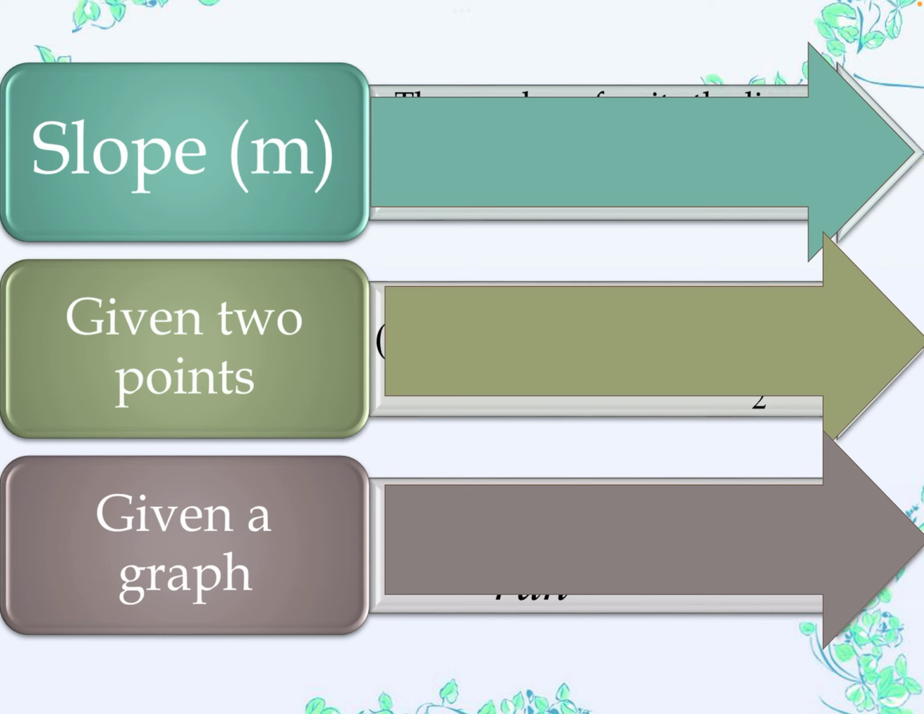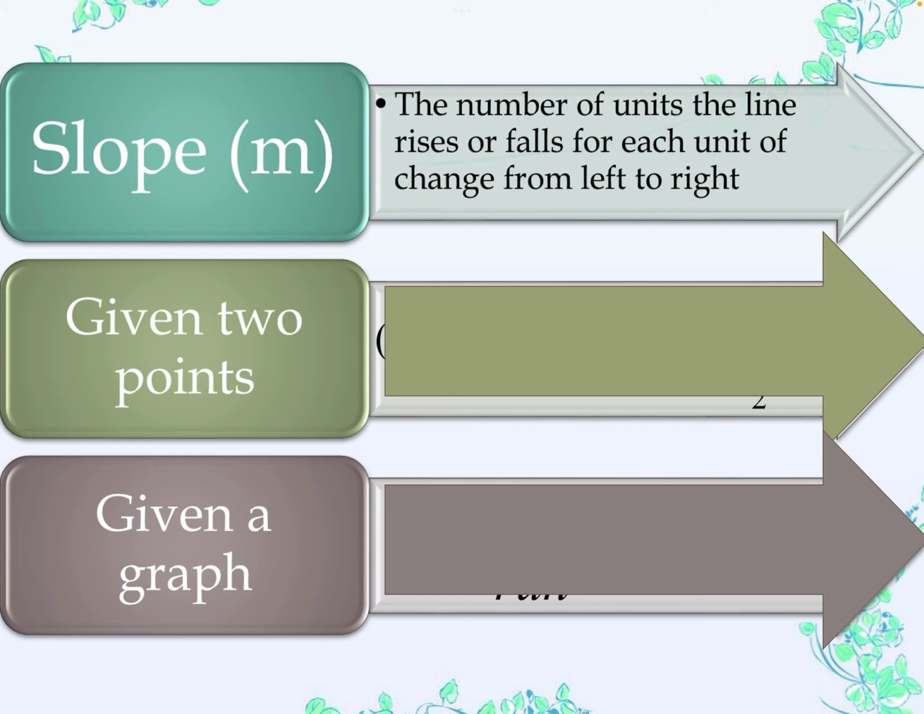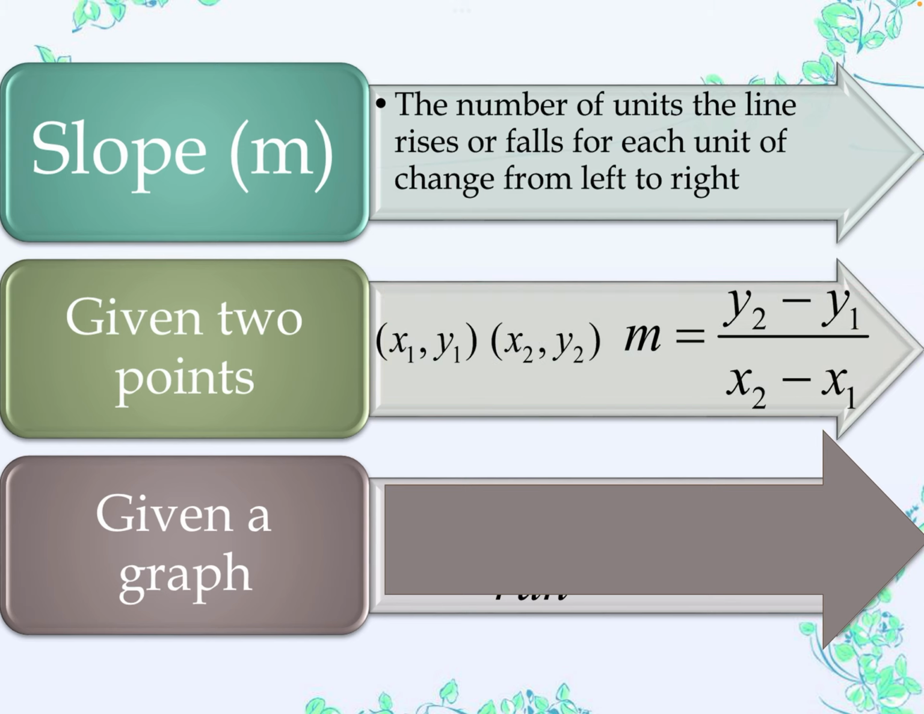All right, next, slope. Well, slope is the number of units the line rises or falls for each unit of change from left to right. So if we have 2 points, we can use the formula m, which stands for slope, equals y2 minus y1 over x2 minus x1. What is that x1, y1, and x2, y2? That's representing the first point and the coordinates of the second point.